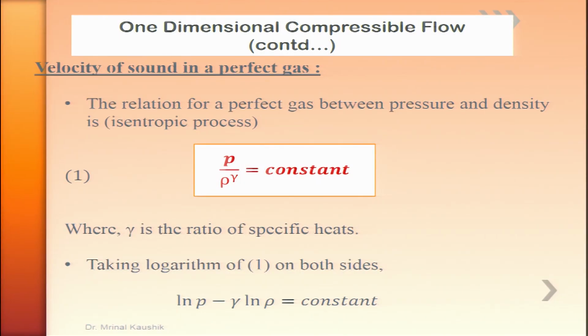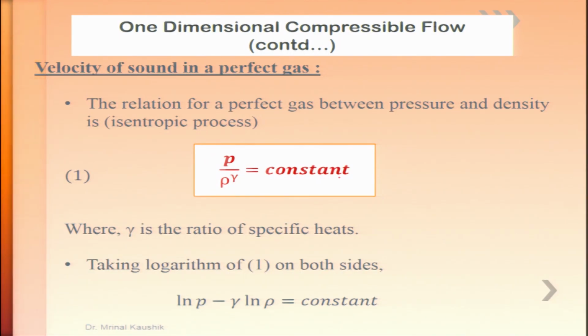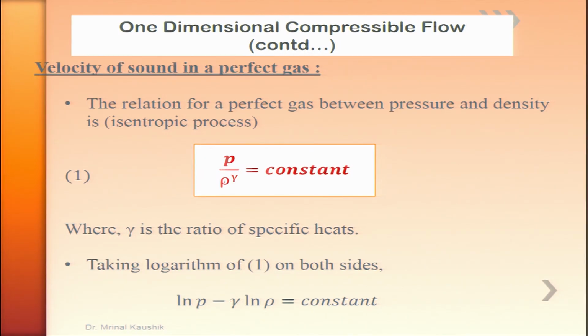In doing this exercise, if we take the logarithm of both sides, we arrive at ln P minus gamma ln rho is equal to ln of a constant. Let us say this is a new constant.